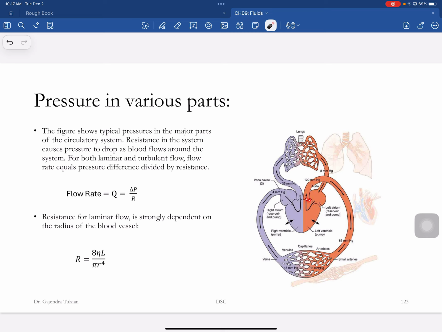Okay, so here's a picture that shows you the pressure. You see blood coming out of the aorta is at 120 millimeters of mercury. This is for a healthy human. Okay, and by the time it gets here, the pressure has dropped to 85 millimeters of mercury. When it gets to your capillaries, it's 35 millimeters of mercury. Then at the venule ends, it's 15 millimeters of mercury. Okay, and by the time it comes to the heart, it's only 4 millimeters of mercury.